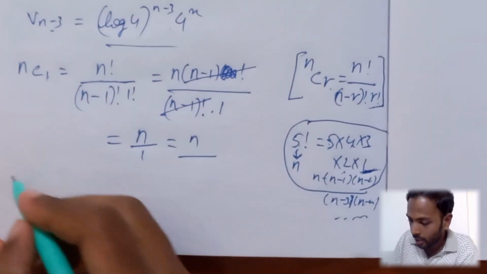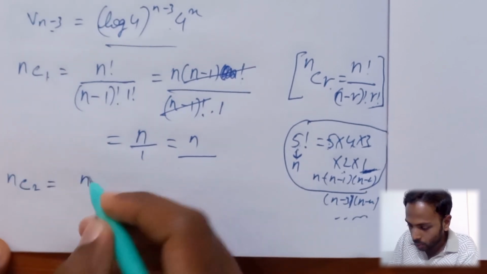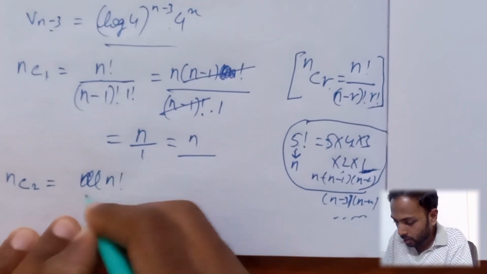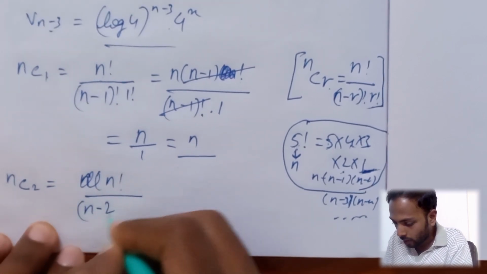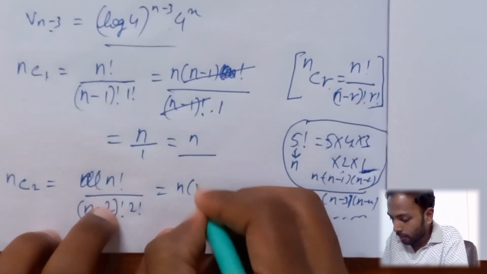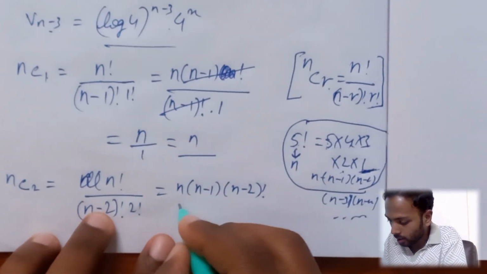Now similarly, let's see how to find NC2. NC2 is what? Again, n factorial, same thing: n factorial by n minus 2 factorial into 2 factorial. What is n factorial? N into n minus 1 into n minus 2 into n minus 3 factorial.